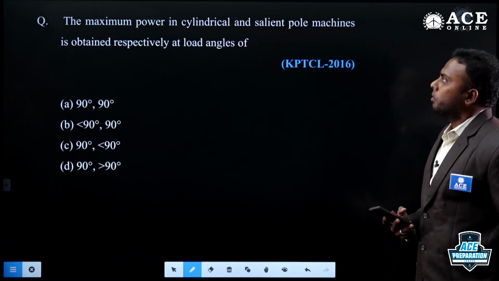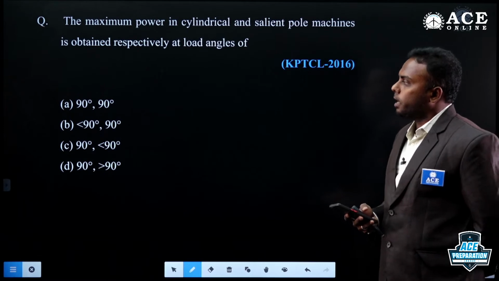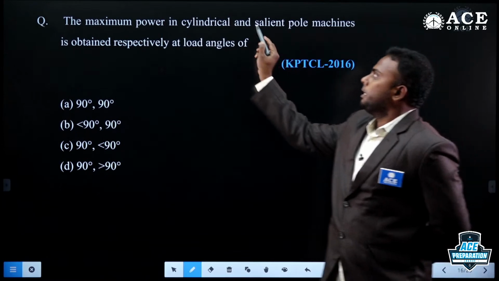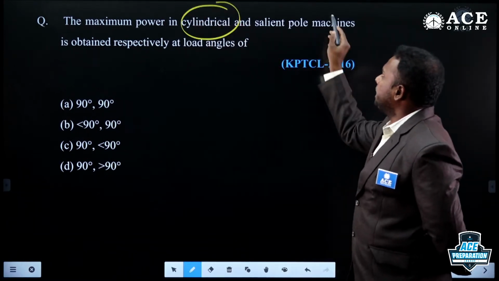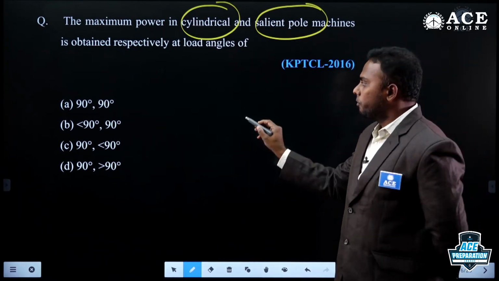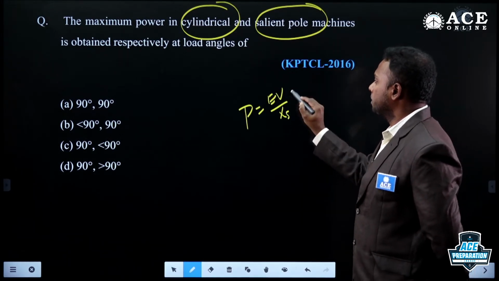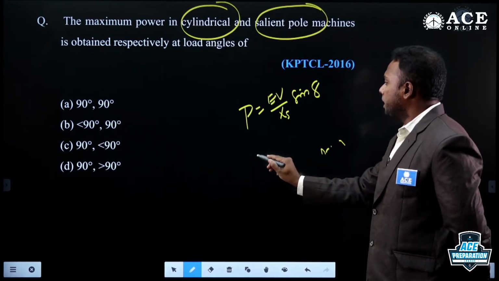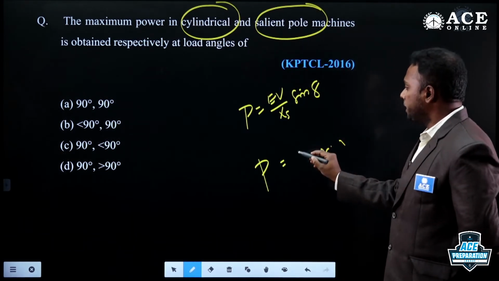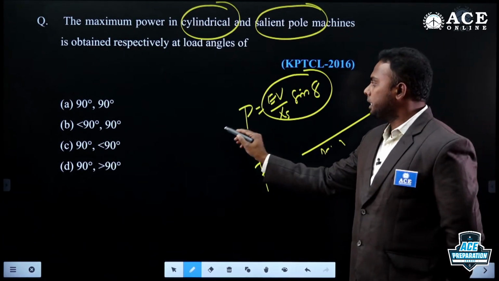The maximum power in cylindrical and salient pole machines is obtained respectively at load angles of dash. Maximum power. We have different power equations for the cylindrical pole alternator and the salient pole alternator. For cylindrical pole, the power equation is EV by Xs sin delta. For salient pole, the power equation is not like this. It is a little lengthy equation, not similar to the cylindrical one. It is different.